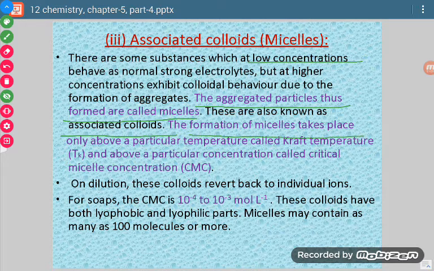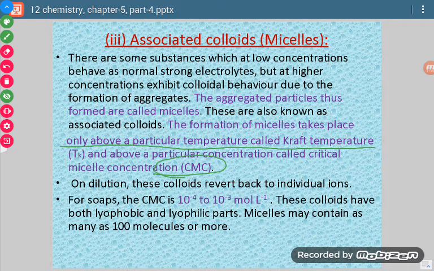The formation of micelles takes place only above a particular temperature called the Kraft temperature. It requires some temperature. If the temperature is very low, then micelles will not be formed. So a certain temperature is required, which is called the Kraft temperature, and above a particular concentration, some minimum concentration is required. If we are giving high temperature but the concentration is very low, then also there will not be formation of micelles. So that minimum concentration which must be there is known as the critical micelle concentration, CMC.